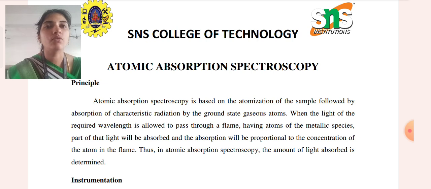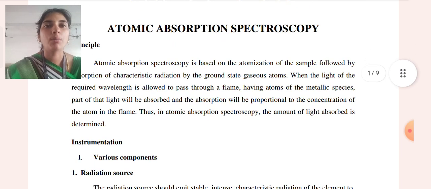When the light of the required wavelength is allowed to pass through a flame having atoms of the metallic species, part of that light will be absorbed and the absorption will be proportional to the concentration of the atoms in the flame. Thus, in atomic absorption spectroscopy, the amount of light absorbed is determined.